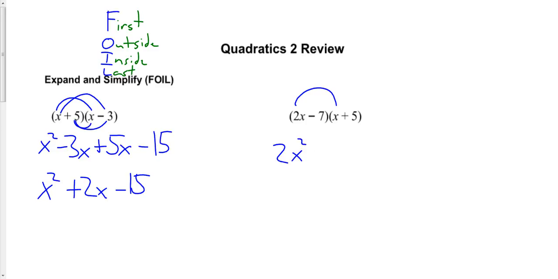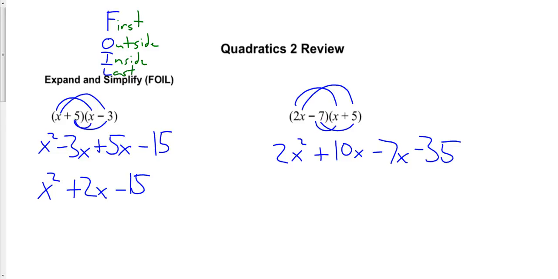Then I'm going to multiply my outside. So I've got 2x times positive 5. 2 times 5 is 10, 10x. And then I'm going to multiply my inside terms. So I've got negative 7 times x. That will give me negative 7x. And then finally, I will multiply my last terms, which is negative 7 times positive 5. And that's going to give me negative 35.